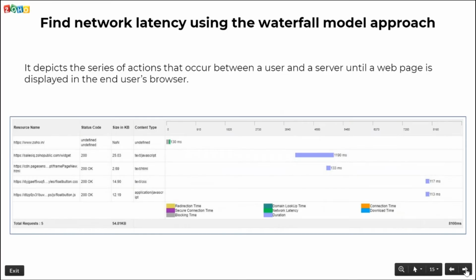So this will depict the series of actions occurring between a user and a server until the web page is completely loaded. You can see the series of steps along with the status code, the size, and the content type. When you hover your mouse over anything, you will also be able to view the blocking time, domain lookup time, connection time, download time, etc. So this is about the real browser monitor in Applications Manager.